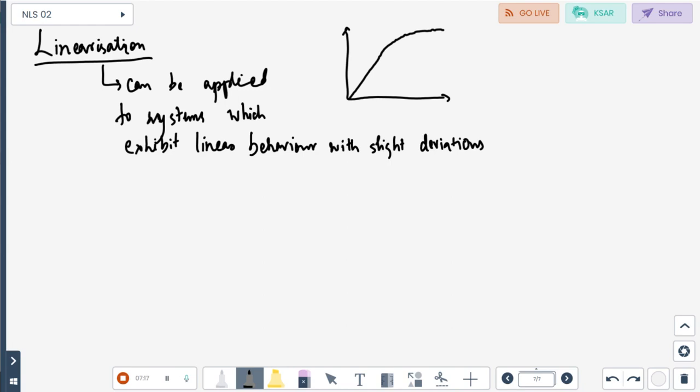So we can apply linearization to such systems, and the system has to be a soft nonlinear system. It cannot have a hard nonlinearity. As we discussed, for hard nonlinear systems we cannot apply the principle of linearization.